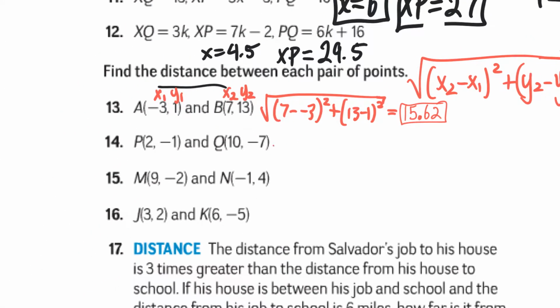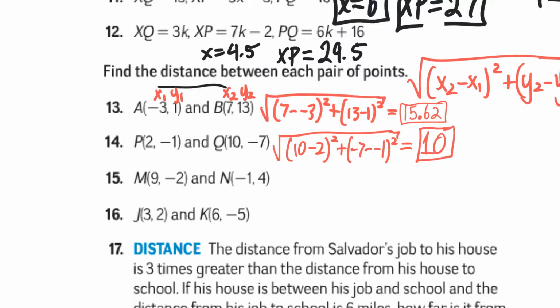Okay, on this next one, you get, let's see, 10 minus 2 squared plus negative 7 minus negative 1 squared. And what does that give you? It gives you 10.